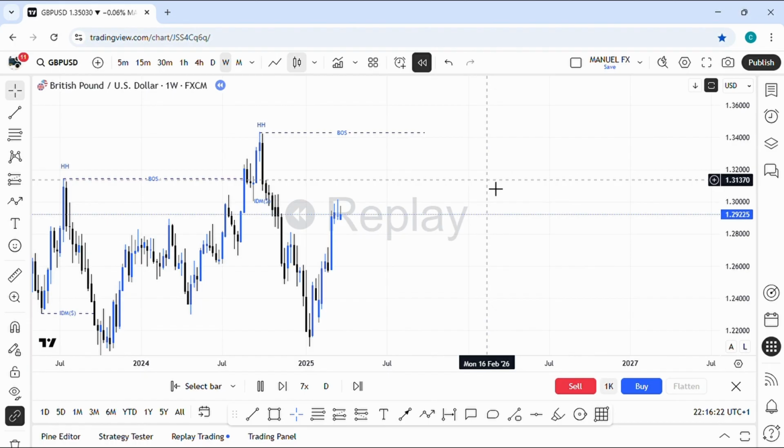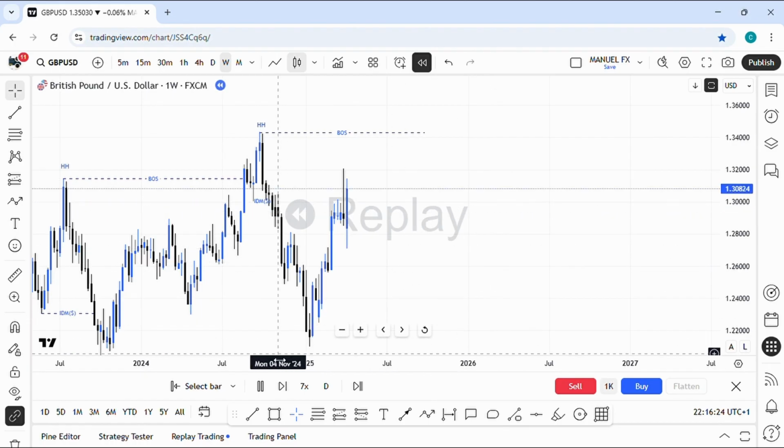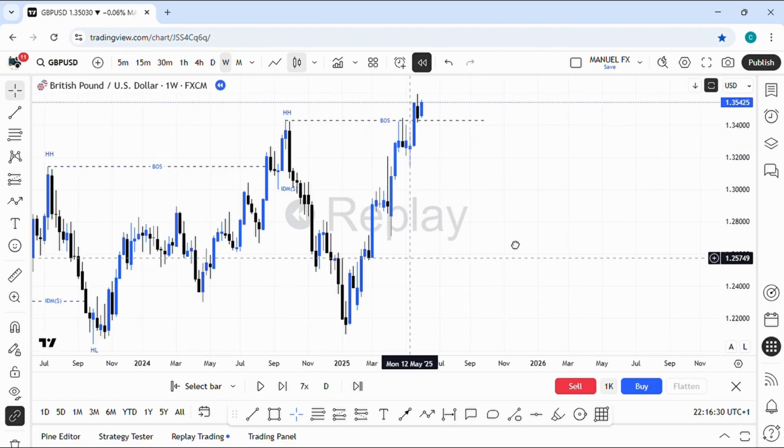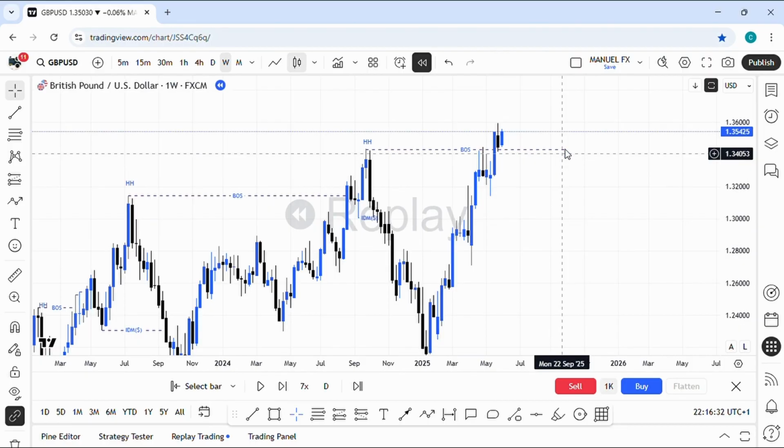Oh, this is clean price action. Can you see? Exactly, and price does exactly what we wanted it to do.